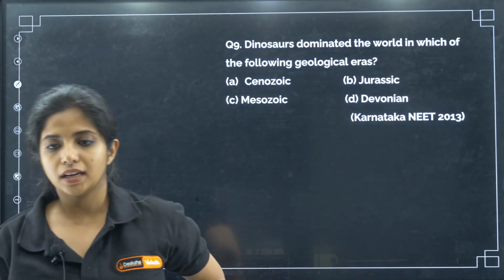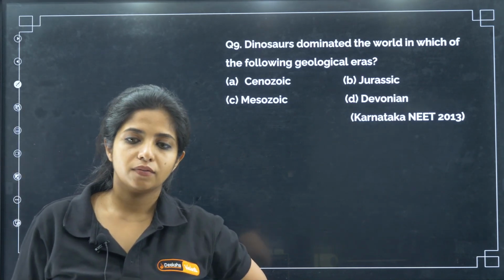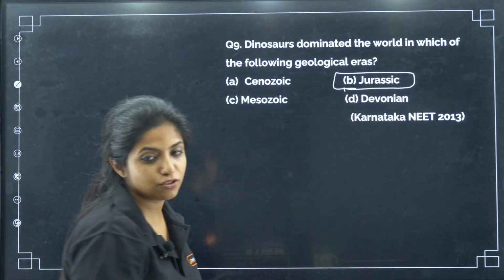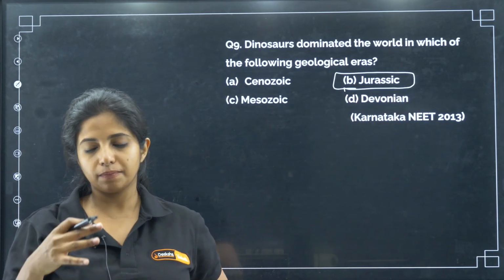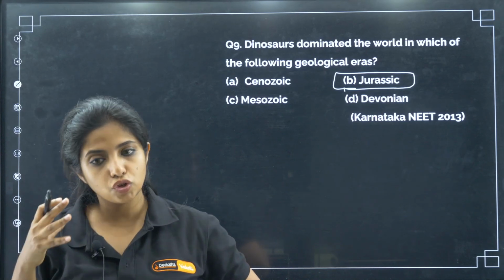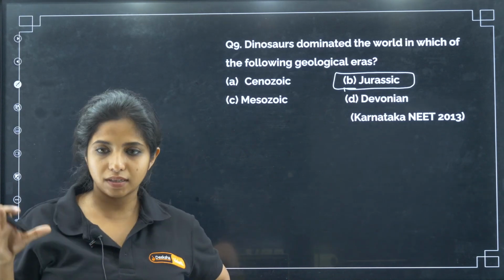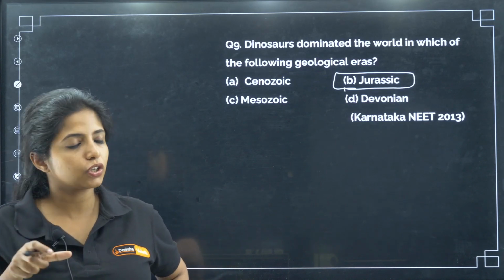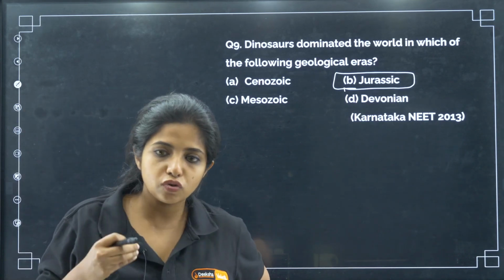Cenozoic, Jurassic, Mesozoic, Devonian. What is your answer? Your answer should be Jurassic. You know Jurassic Park? Okay, you know Jurassic Park. In the Mesozoic era comes Jurassic, Triassic and all these things, okay? So please understand that, but if you are very specifically asking, you can go for Jurassic.